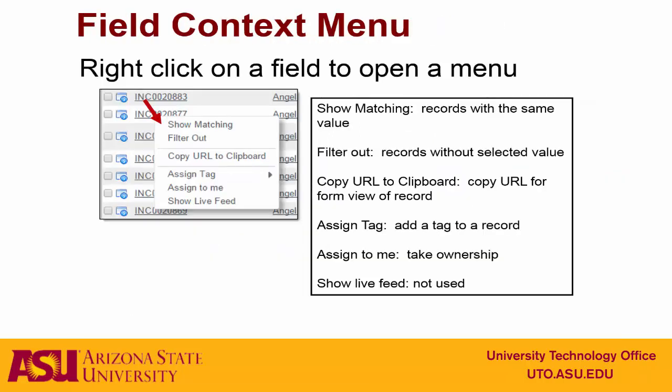You can right-click on any item in a list, just like you were able to before, and do show matching and filter out in order to change the way your list displays and filter the list down to just the records you want. One of the new things on this context menu is the assign tag. That'll let you put a tag on that particular record that you can pull up later.